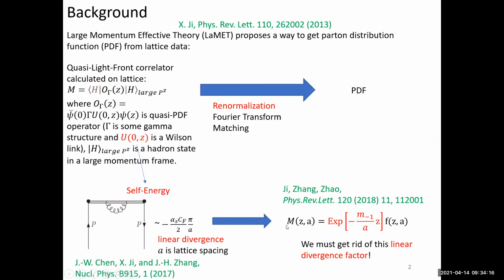And on lattice, in the matrix element, this linear divergence factor will become an exponential factor here. And you can get this through the functional method. You can also get this through combining several pieces of Wilson links. And anyway, you have an exponential factor here. It has the 1/a dependence and the linear z dependence. It will be dominant in the matrix element, and it is unphysical. We must get rid of this linear divergence factor. That's why renormalization is extremely important.